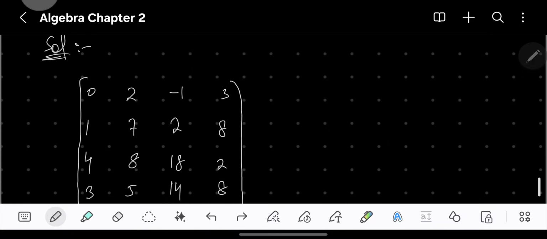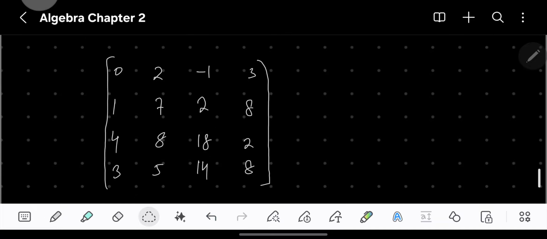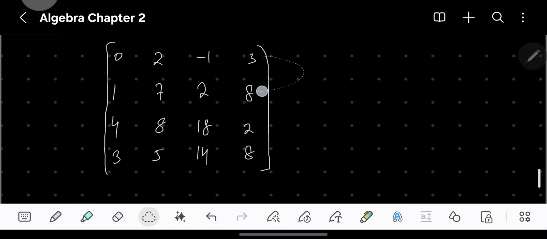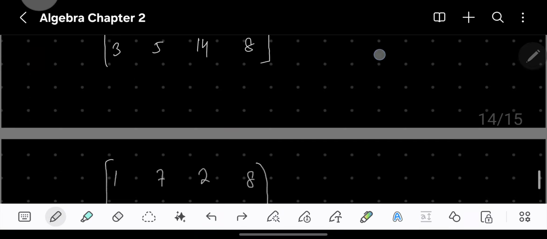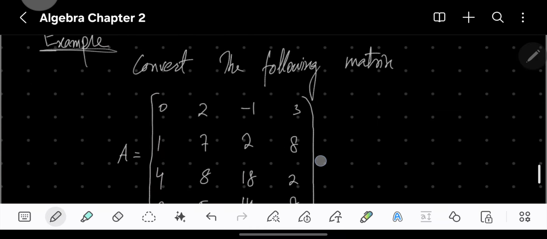So what to do? I will swap this row with this row. I will swap R2 with R1. So I have swapped these two rows. You can check from here. So I will write R1 is swapped by R2. Now look at the next step.